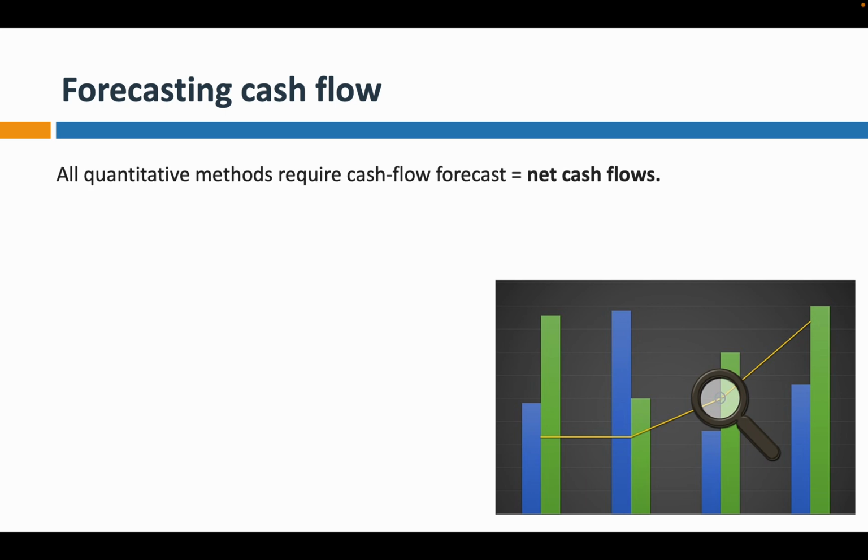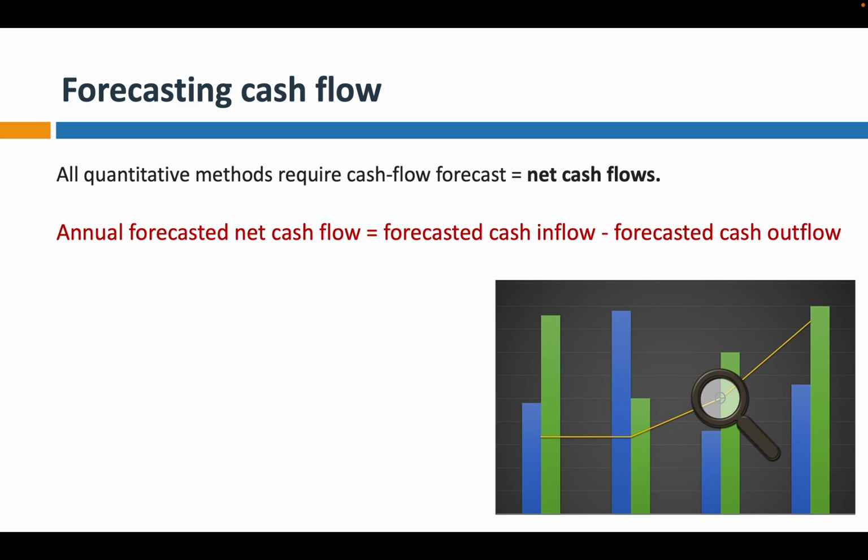So basically, forecasting cash flow, how are we going to do it? We are always going to take all the cash inflows minus all the cash outflows, and that is going to give us the annual forecasted net cash flow. We are not going to be looking at the cash flows monthly. That would be too complicated. Most of the questions that we see in the past papers that we're going to try out are going to have the average annual forecasted net cash flows, and we are going to use those.